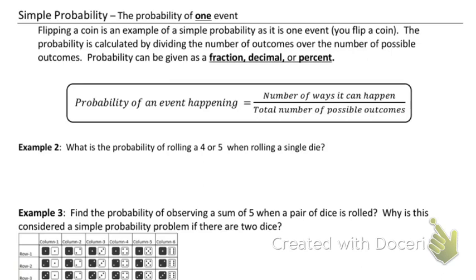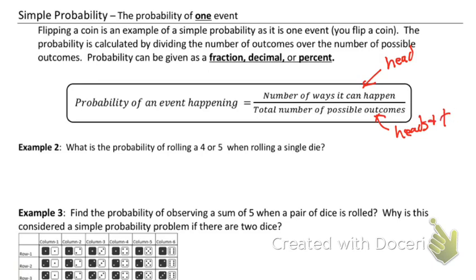The probability is calculated by dividing the number of outcomes over the number of possible outcomes. Probability can be given as a fraction, decimal, and percent, which I just talked about. So probability of an event is the number of ways it can happen. There's only one possible way to be successful, and that's to get a head. And the total possible outcomes were heads, and you could have got a tail.